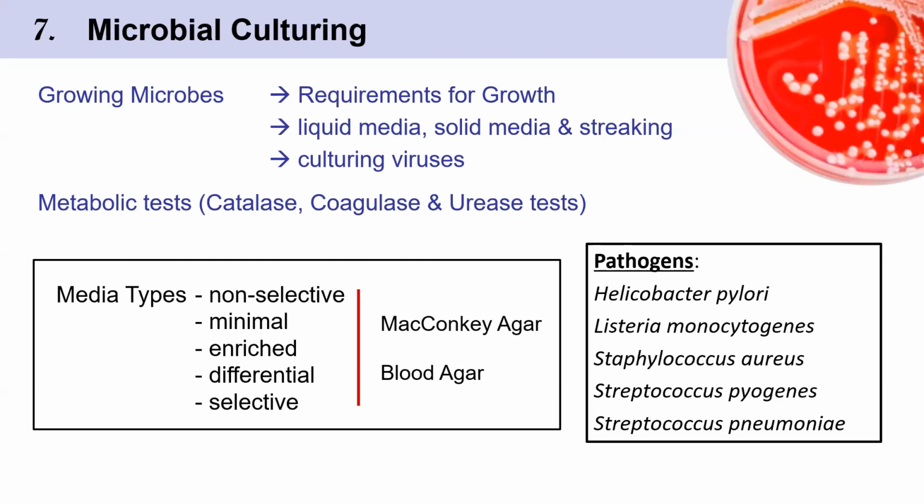The types of media that you really need to know are McConkey agar and blood agar. So remember, McConkey agar selects for gram negatives, and blood agar is a good way to distinguish between the streptococcus organisms. So the pathogens that were covered a little bit in this unit, you can see there on the right. I've tried to make a list of the pathogens that were featured. It's not a complete list, but it's the ones that were talked about the most in the unit.